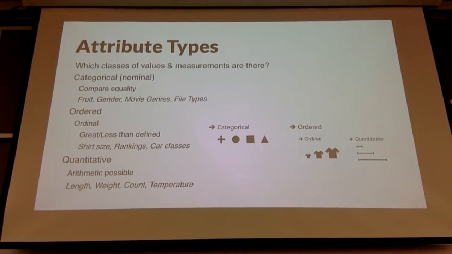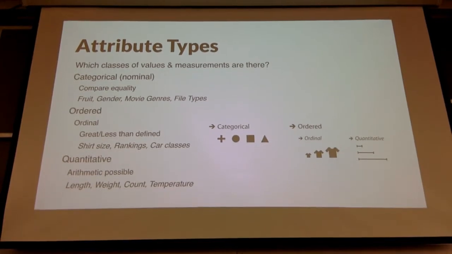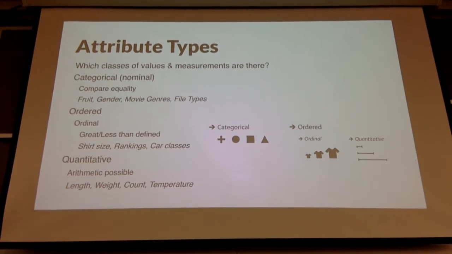the question that we want to answer in the next couple of minutes is, what classes of values and measurements are there? This is important for us to understand because for these different classes, there are different visual encodings that we use. So the basics are categorical, also called nominal, and these are essentially things where you can only compare equality. You can't say this is bigger than that, or this is more than that. So this is like categories, for example fruit, gender, movie genres, file types, and so on.